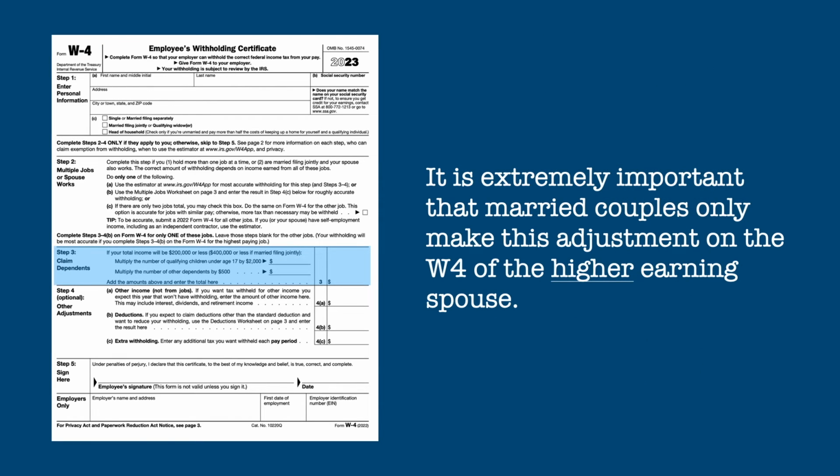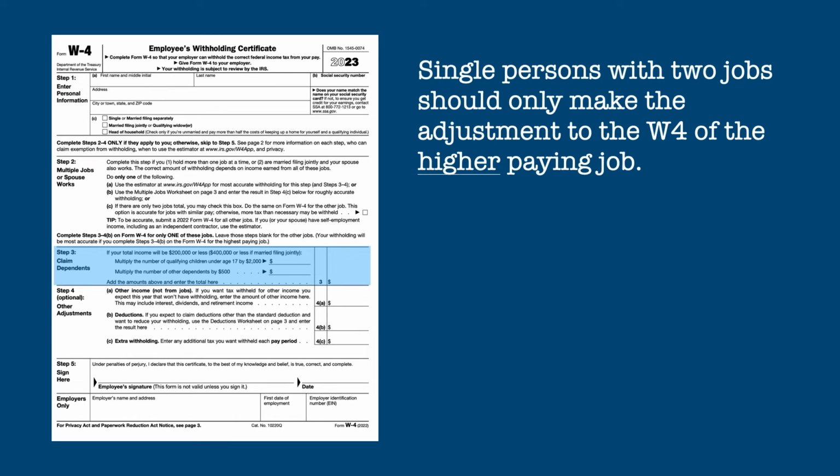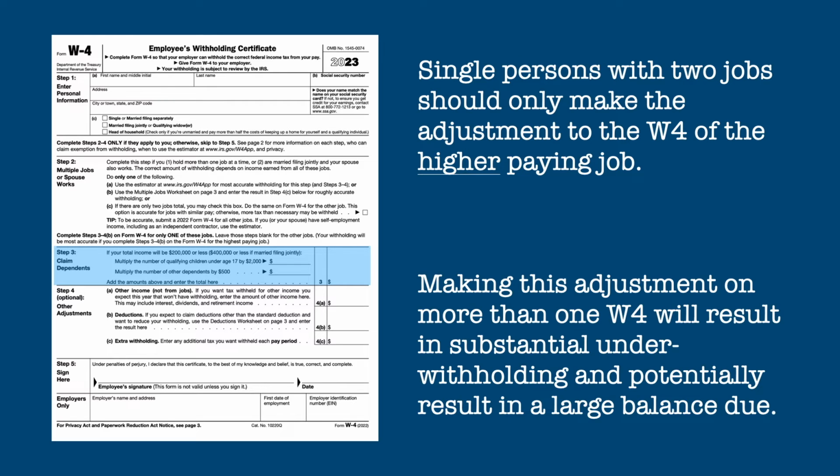It is extremely important that married couples make this adjustment only on the W-4 for the higher earning spouse. Single persons with 2 jobs should only make the adjustment on the higher paying job. Making this adjustment to both W-4s will result in substantial underwithholding and potentially result in a large balance due.